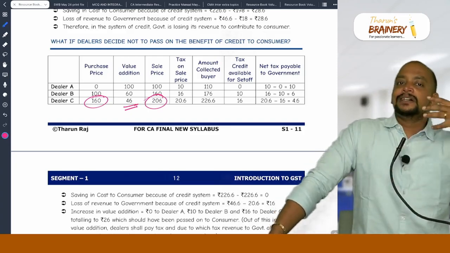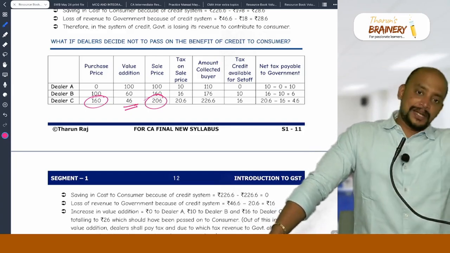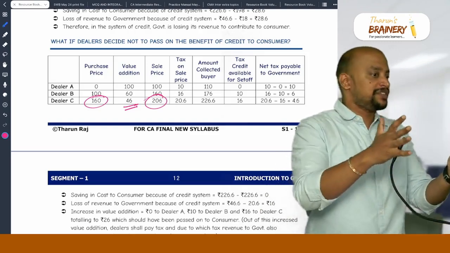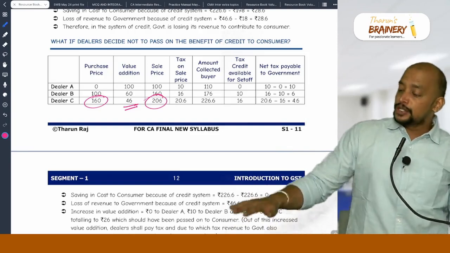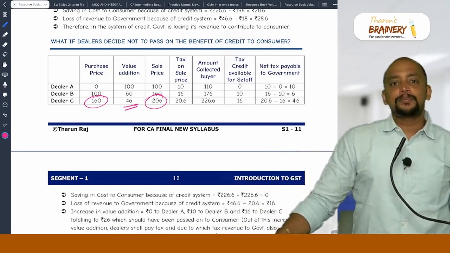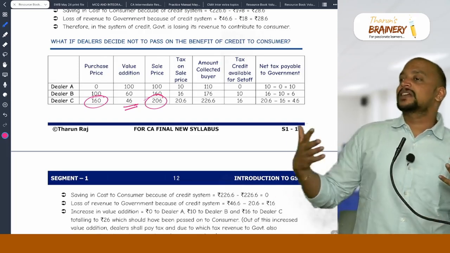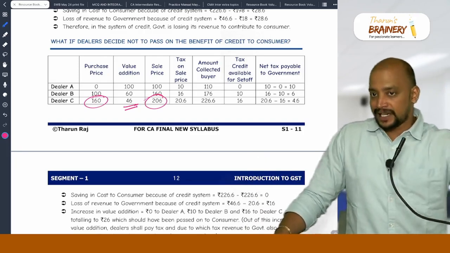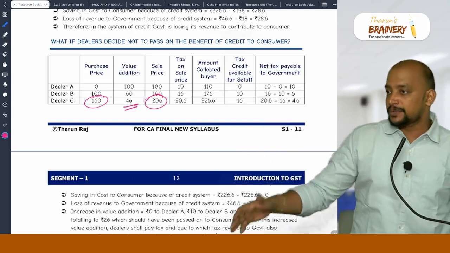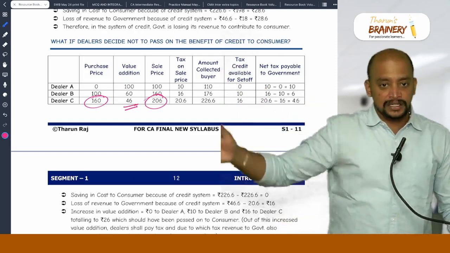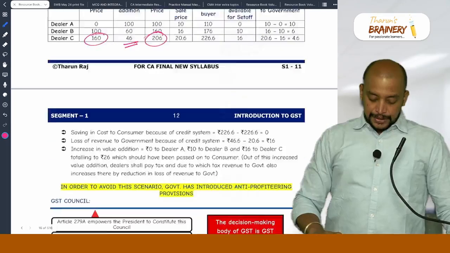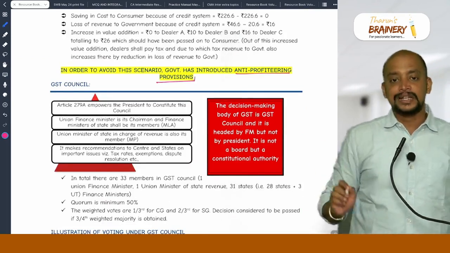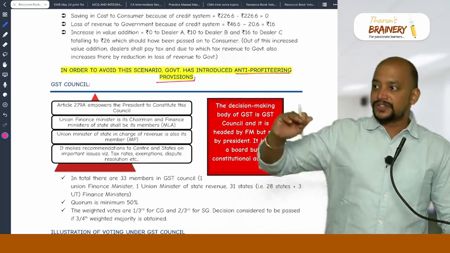The provisions relating to anti-profiteering and all, we will be learning at a later point of time in the last chapter, that is miscellaneous provisions. It is just the introduction which I gave you about what is profiteering and anti-profiteering. Even today anti-profiteering is continuing, but by a different authority called the Competition Commission of India. In the past, there was a separate authority called NAPA, National Anti-Profiteering Authority. Now they changed it to the Competition Commission of India, and more details about that we will be learning at a future point of time. So in order to avoid this scenario, the government has introduced anti-profiteering provisions, which we will be seeing later.